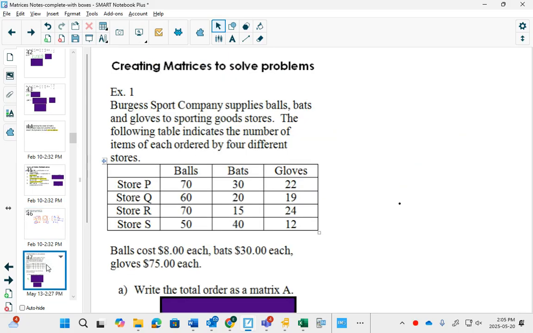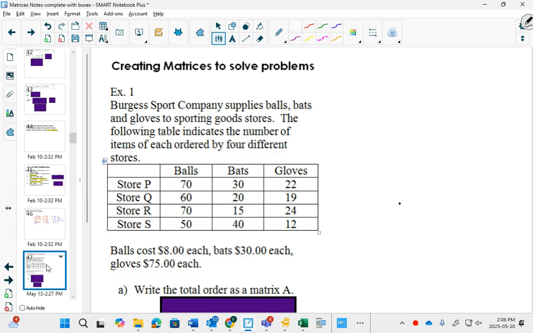So here's what we do. We take a system of information and we create a matrix. So here is the Burgess Sports Company. It supplies balls, bats, and gloves to different sporting goods stores. And we've got a little bit of the information here. Store P wants 70 balls, 30 bats, and 22 gloves. Store Q wants 60 balls, 20 bats, and 19 gloves. And store R, blah, blah, blah. So we have all of this information.